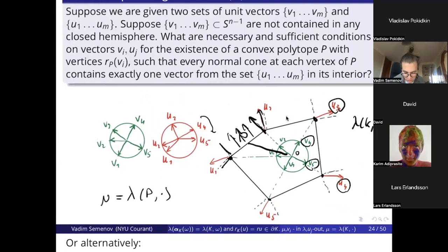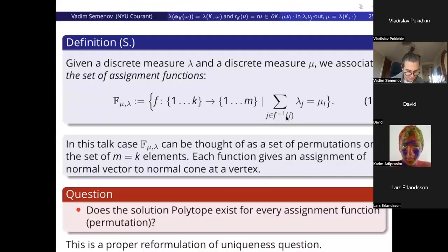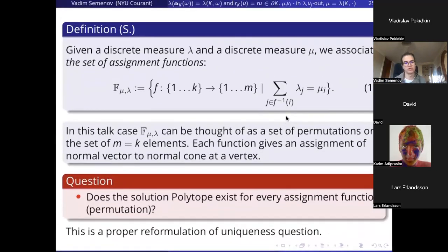Well, what if you are trying to find a polytope such that the U4 vector is in the V4 cone and the U3 vector is in the V5 cone? Well, in 2 dimensions, this is obviously impossible, because you can just imagine this geometrically. But in higher dimensions, there might exist different combinations of which vector should be in which normal cones. And we parameterize all of this by a set of assignment functions.